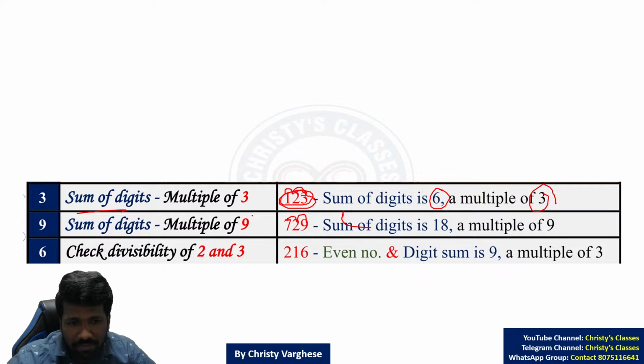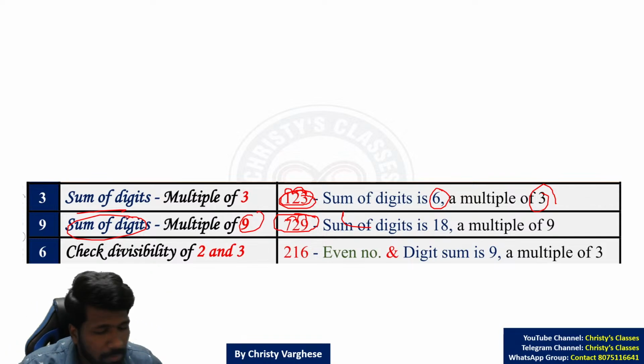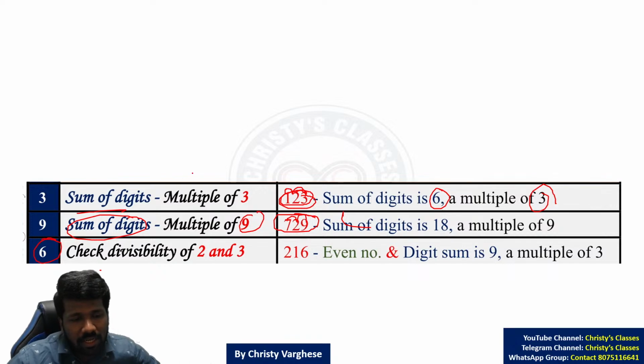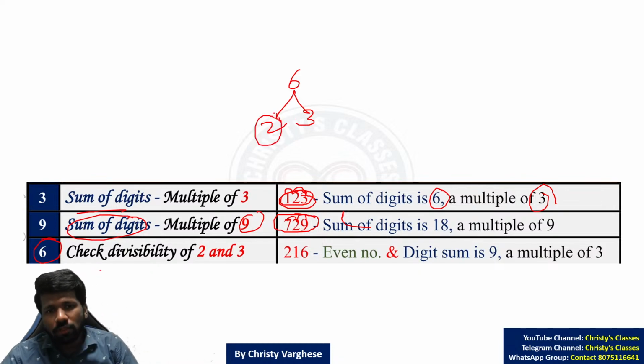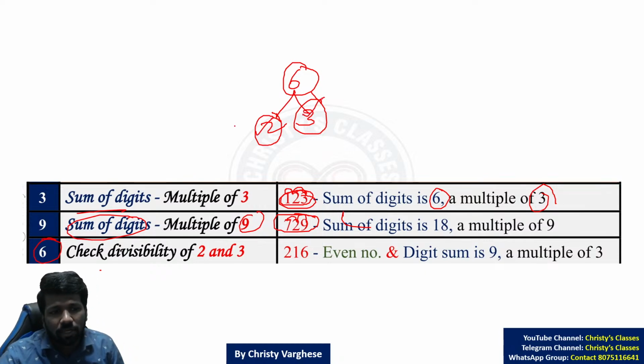7 plus 2 plus 9 is divisible by 9. So 729 is divisible by 9. A sum of digits divisible by 9 will make the number divisible by 9. And how to check 6 divisibility? 6 does not have any other method, but 6's factors are 2 and 3. If both factors divide the number, 6 also divides it. So check whether it is divisible by 2 and 3.